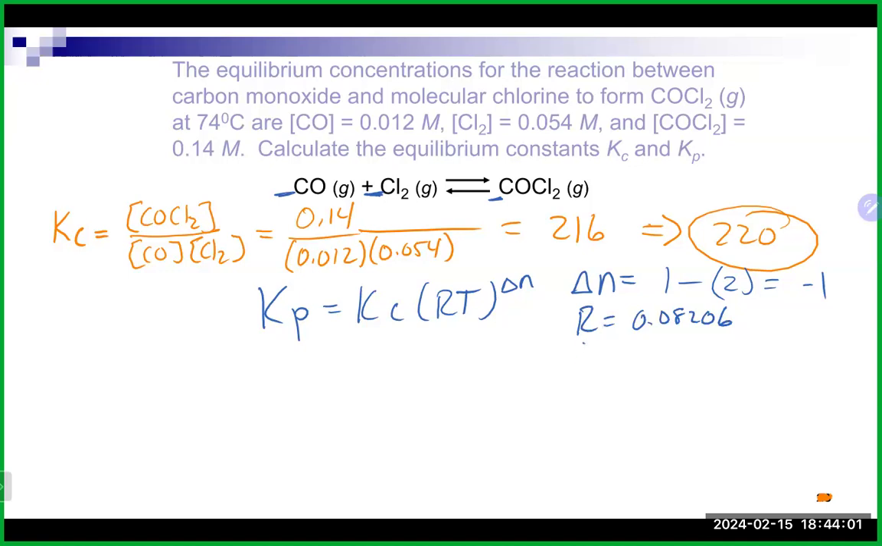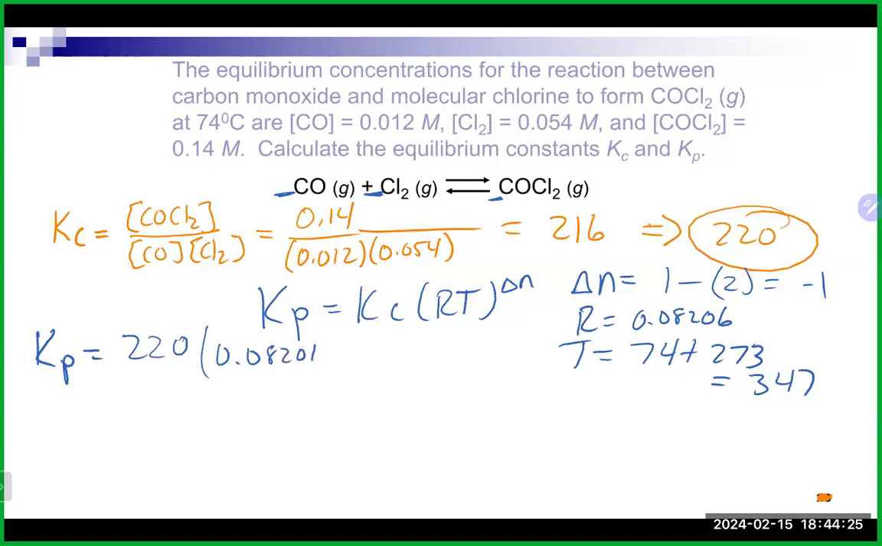Our temperature, we do need to convert to Kelvin. So that's a 74 plus a 273 to convert that to Kelvin. Looks like a 347. And I think now we're good with everything that we need. Our Kp in this case would equal, depending on which number you use, we'll go with the rounded number, why not, 220, times 0.08206 times our 347, and again to the -1, not just 1.